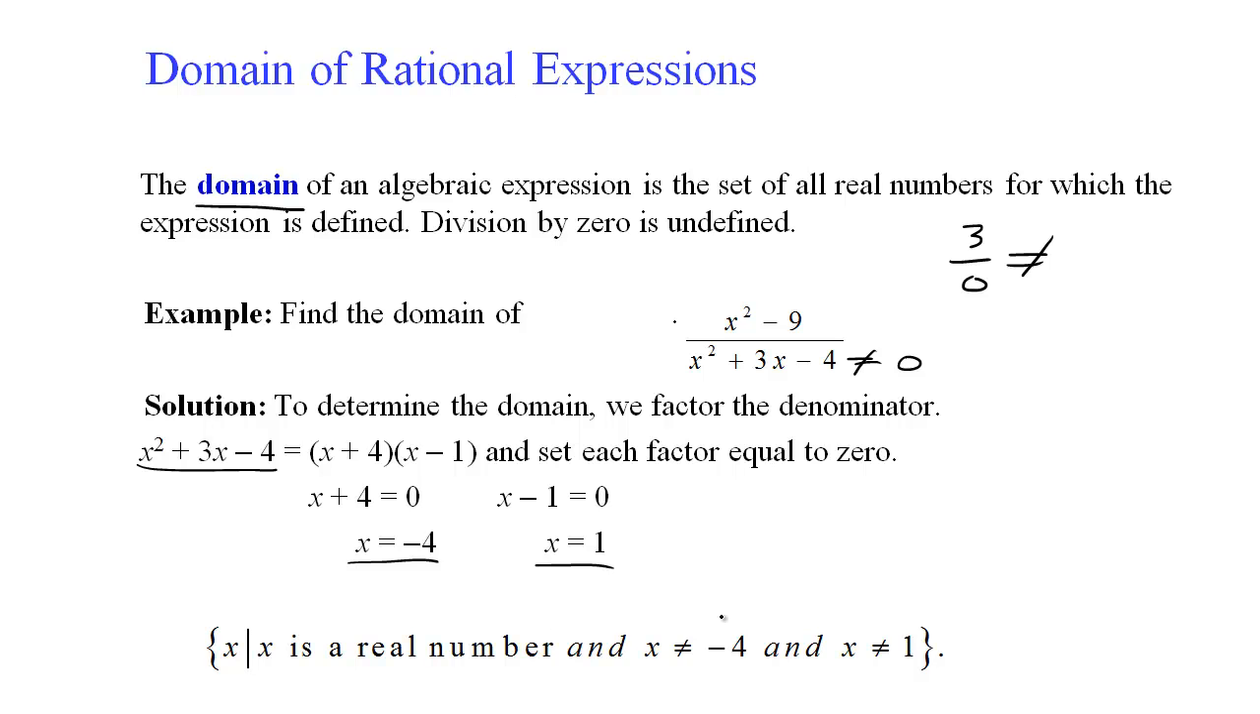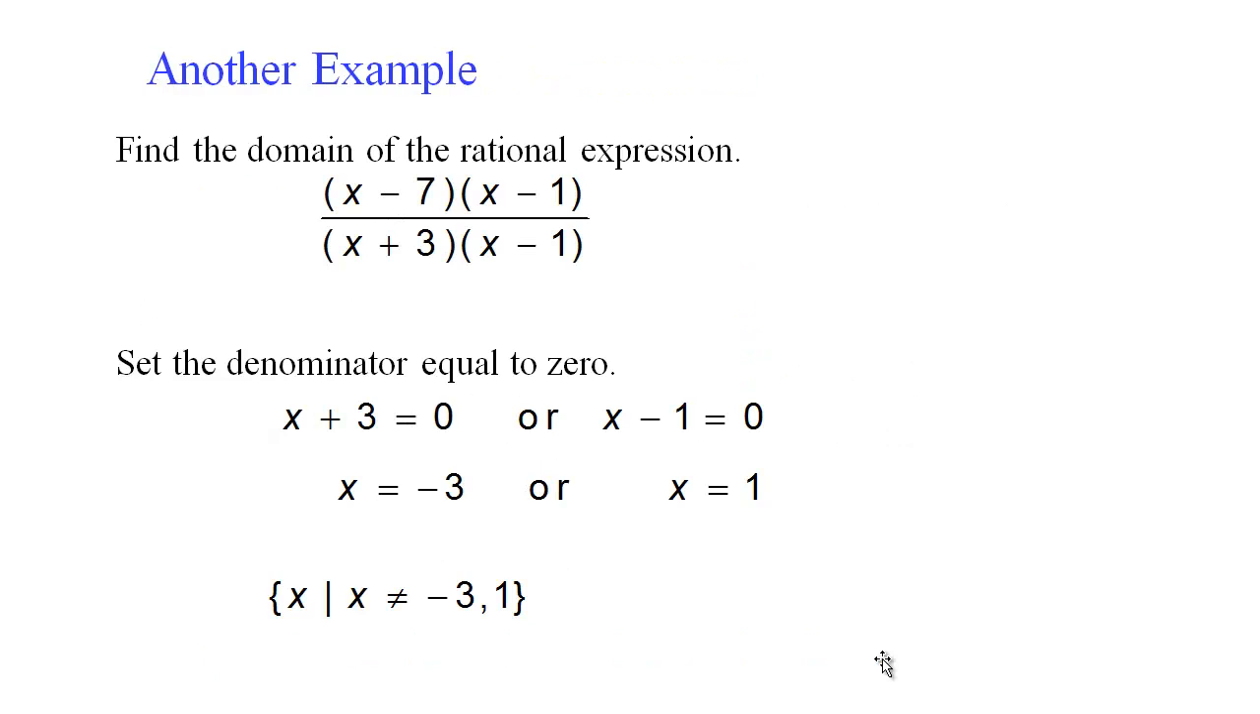So our domain is going to be everything except for those two numbers. It's just that simple. Another example. This one's already factored for us, so we know the domain is everything but negative 3 and positive 1.